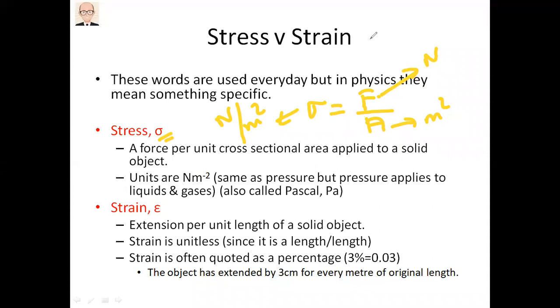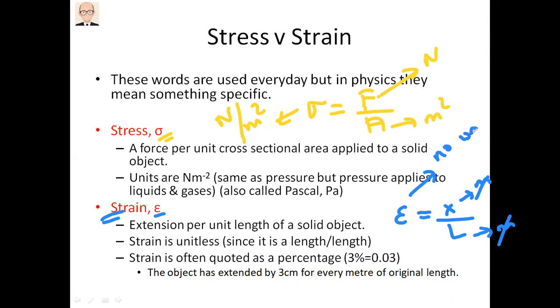Now, the next one is strain. And the symbol for strain is going to be like this. The strain means extension per unit length of a solid object. Extension per unit length. So that means strain is equal to extension, X, divided by the length of the material, L: X over L. Strain is unitless. Why? Because the extension is going to be in meter, the length is going to be in meter, they cancel each other, and there's no unit. No unit for strain.